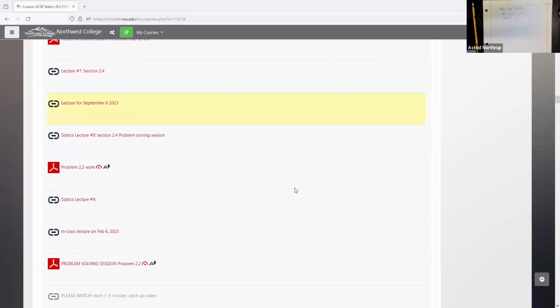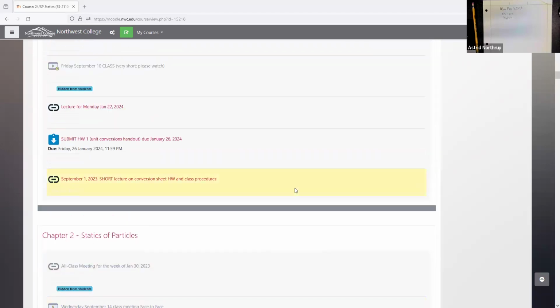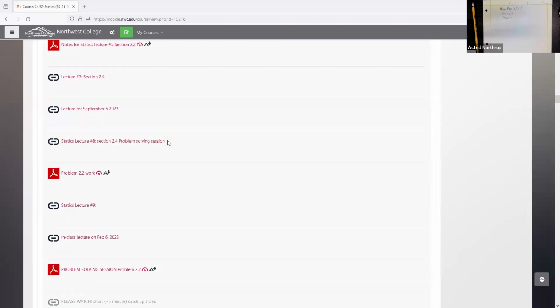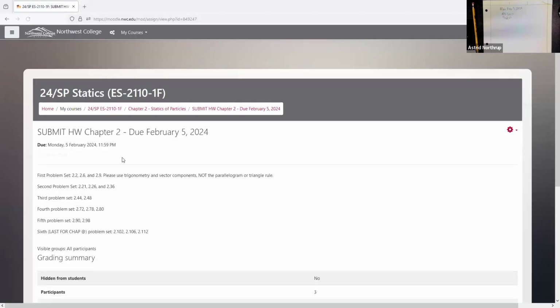So far in this class, we had a homework assignment, which was homework conversion problems, which was due on January 26th. And the next homework assignment, which is over chapter 2 in our textbook, is due today. So it's actually due by midnight tonight, and I'll get those graded right away. But when you open up that link, it will show you all of the homework sets.